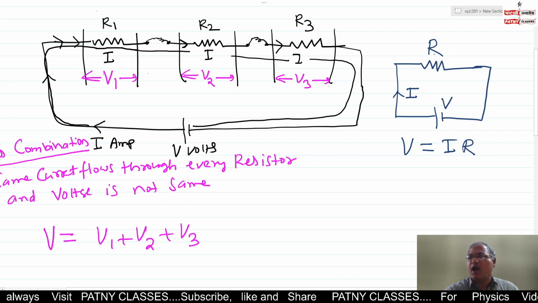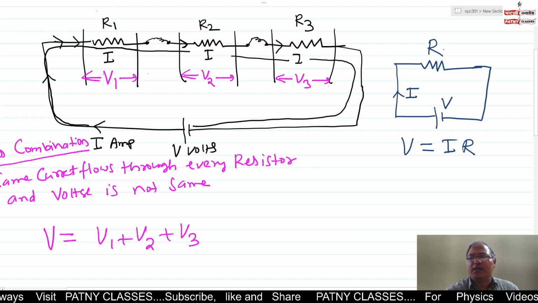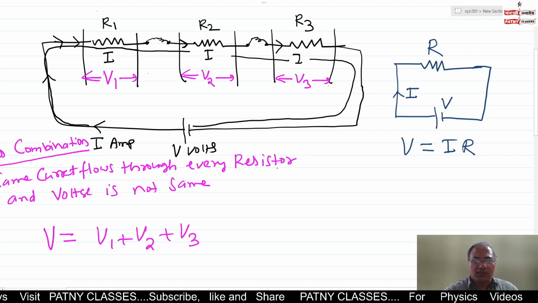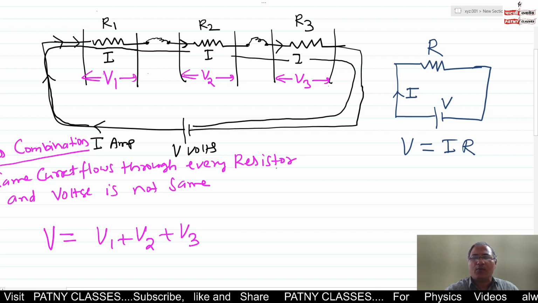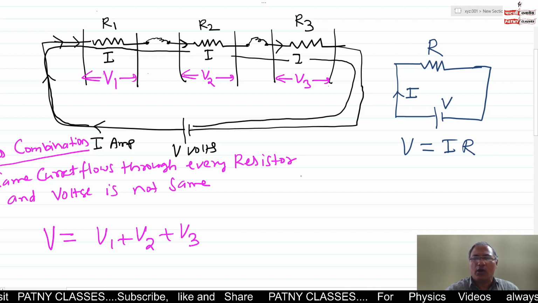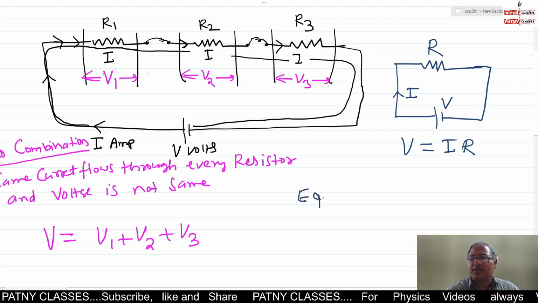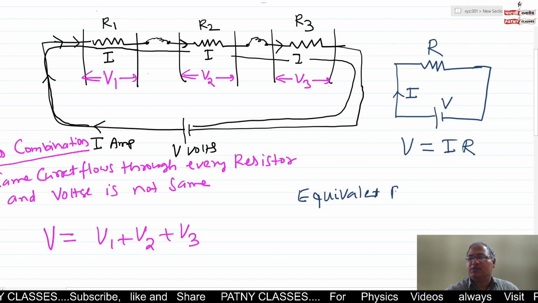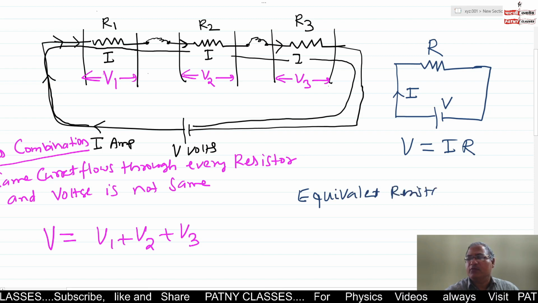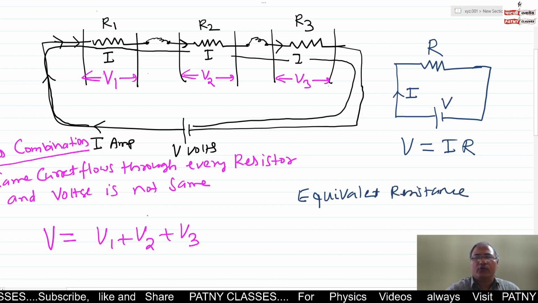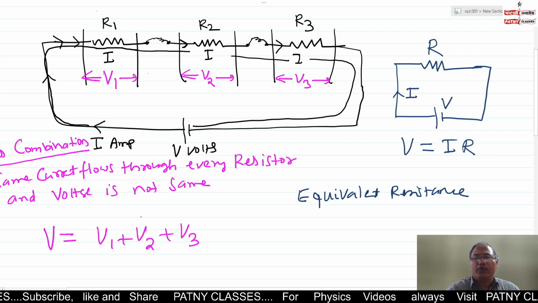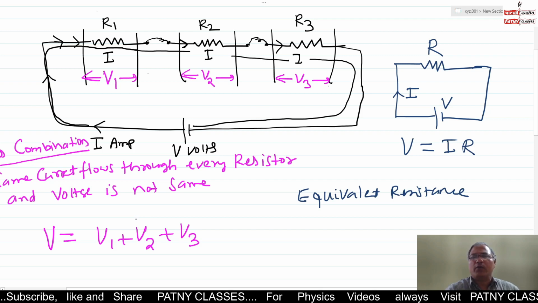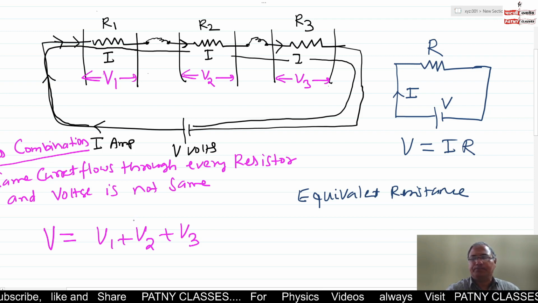That means R is the total resistance of R1, R2, R3. This total resistance of R1, R2, R3 is called the equivalent resistance. So we imagine that the total of R1, R2 and R3 equals R.